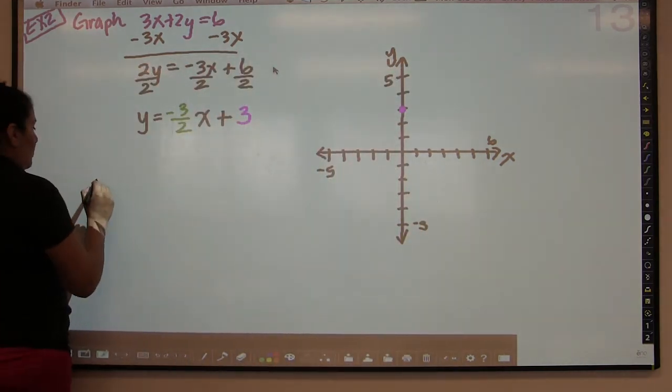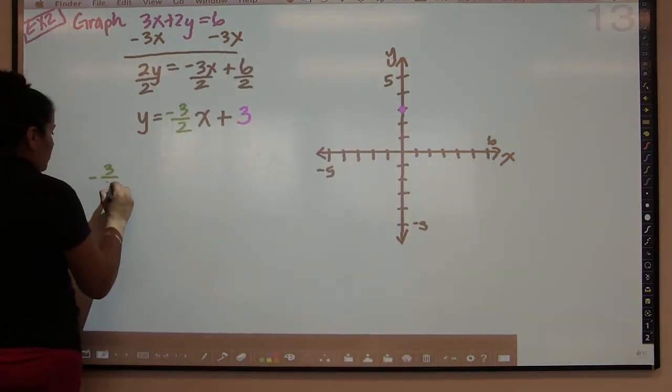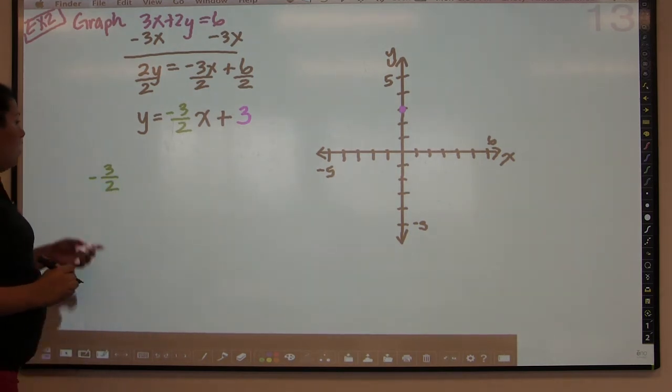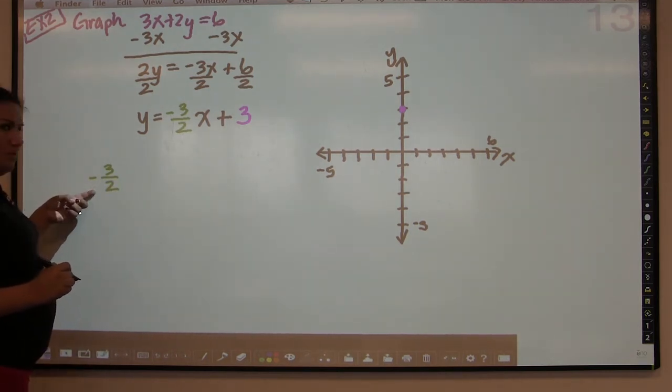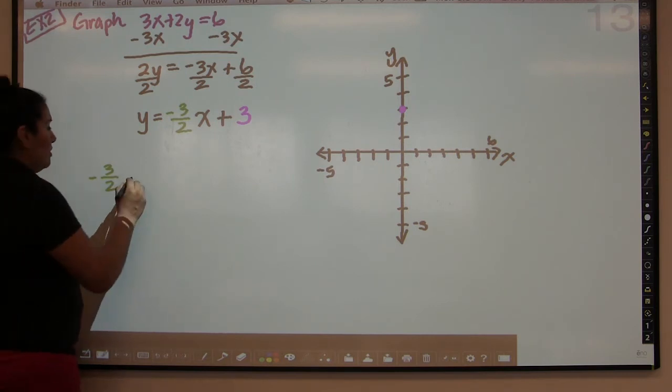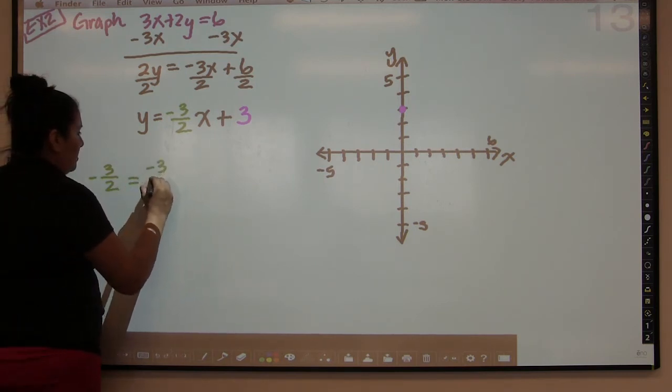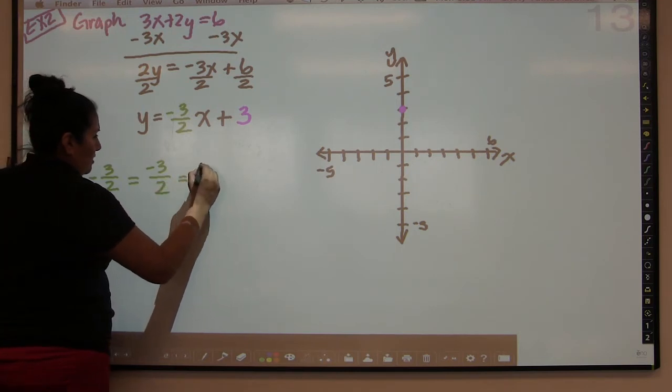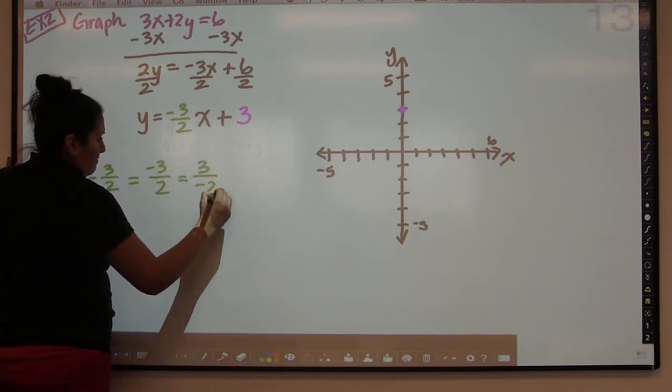So right now we have -3/2. Oftentimes students ask me, well, does the negative go on top or does it go on the bottom? Or does it go on both? It definitely does not go on both. But you can put the negative on the top, or you can put the negative on the bottom. And I'll tell you why.